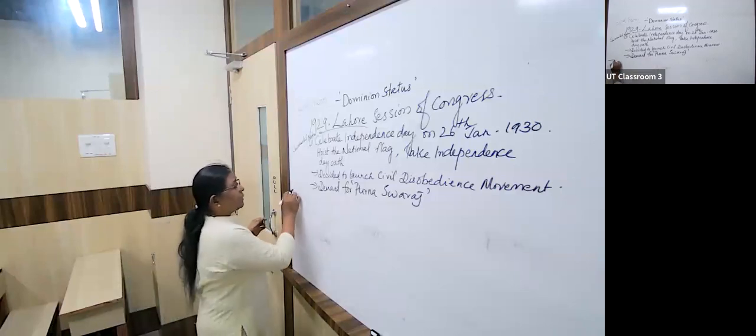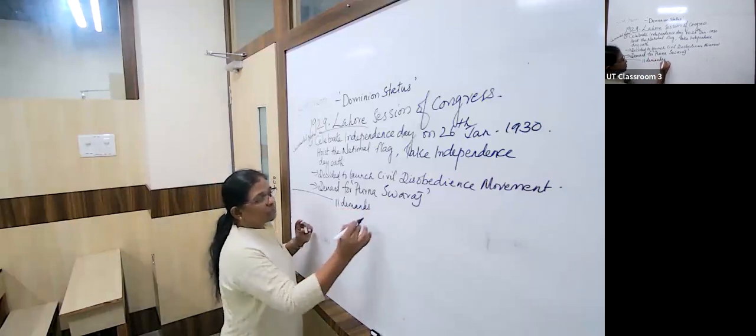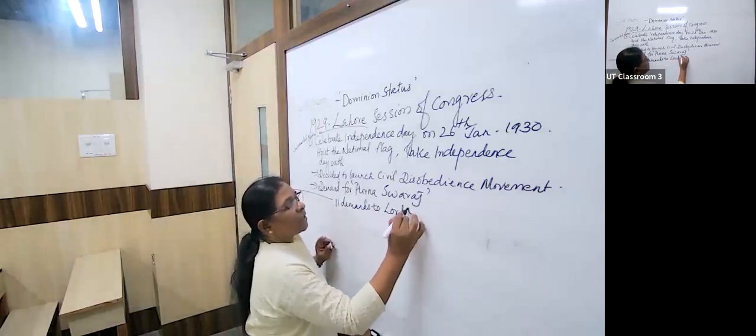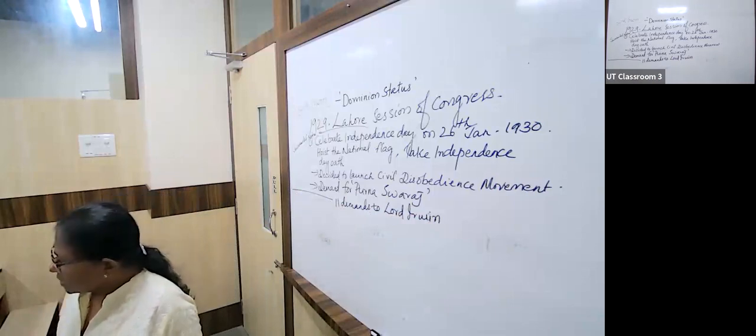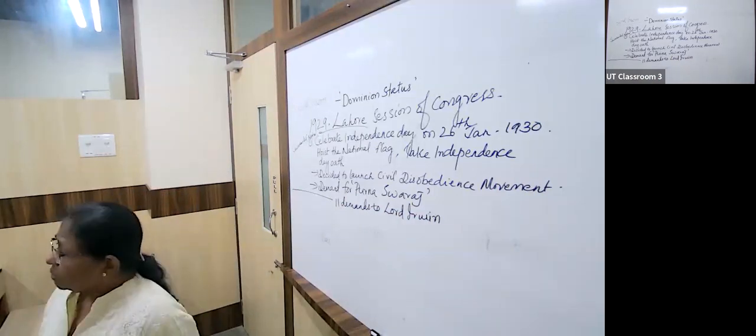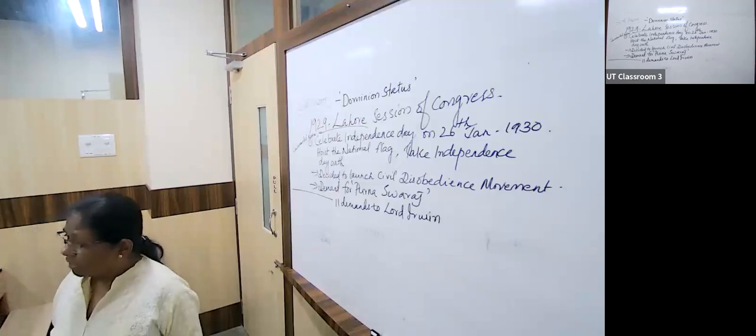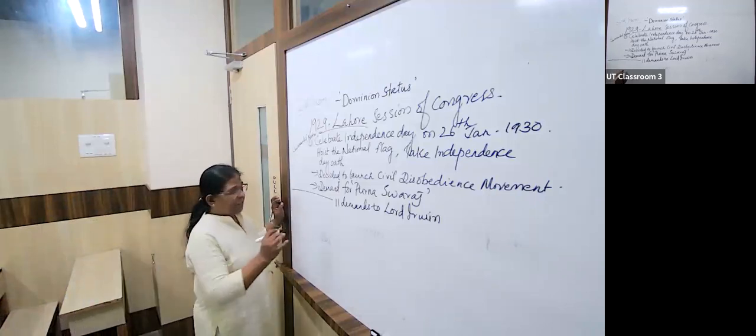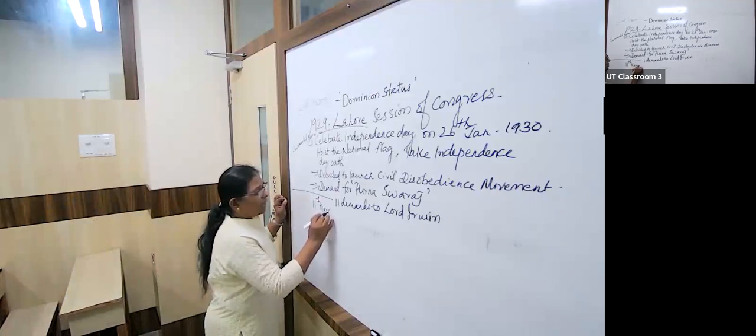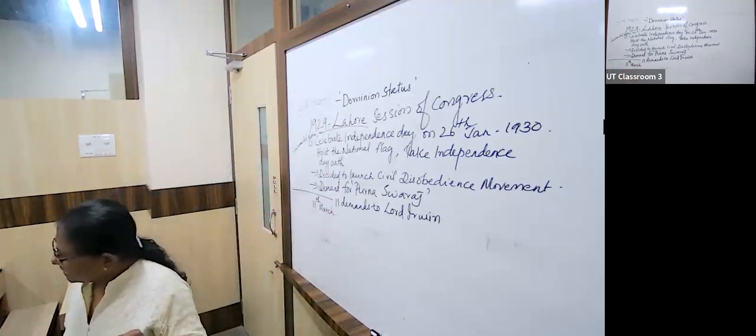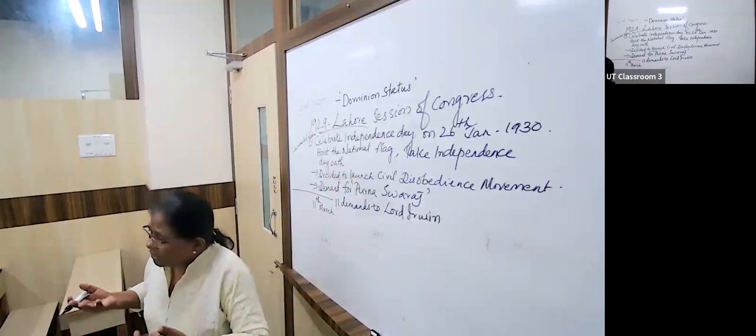Now, Gandhiji submitted 11 demands to Lord Irwin. In those demands, every aspect was included. But he told him that you should fulfill them by a deadline. It was an ultimatum by Gandhiji. By 11th March, you should fulfill them. Gandhiji submitted 11 demands to Lord Irwin and an ultimatum was given.